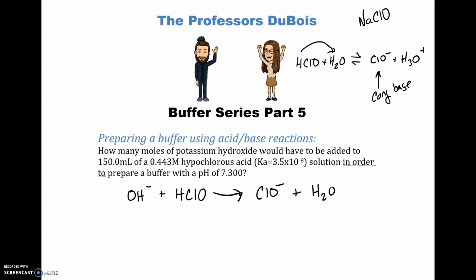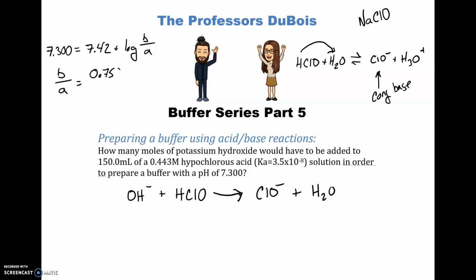We need a buffer with a pH of 7.3. So we can use our Henderson-Hasselbalch equation to figure out what ratio of base to acid we need once this reaction is complete. We have our desired pH of 7.30 and our Ka was provided, and our pKa is the negative log of that, which is 7.42. If we subtract 7.42 from both sides and take the inverse log, we have our ratio of base to acid, which ends up being 0.759.